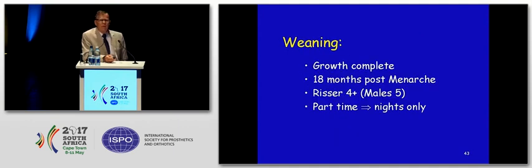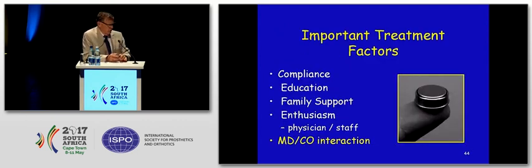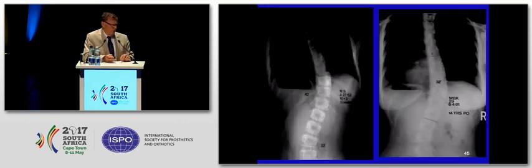The weaning process is simple. When the growing is complete, 18 months post-menarche, when the Risser sign is 4+, in males it must be 5, during the weaning, you can use it part-time or nighttime only. That's the choice of the clinician. It's sort of like wearing a retainer on your teeth after you've had your braces off. The important treatment factors are the compliance of the child, the education of the family, family support, the enthusiasm of the physician and the staff, and the interaction between the physician and the orthotist.